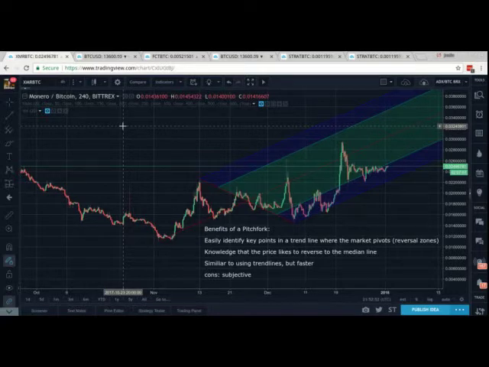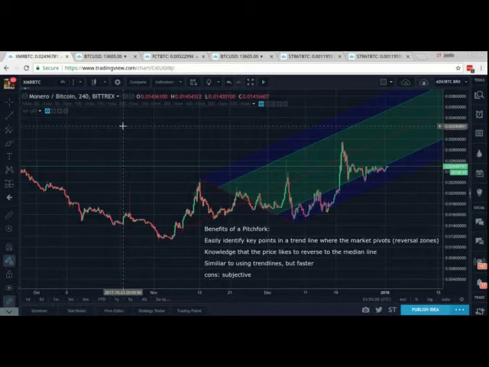Today we're going to be talking about pitchforks. Now, pitchforks are trend line indicators. There are many benefits to using a pitchfork. You can easily identify key points in a trend line where the market pivots. These are zones of interest, areas that you want to pay attention to, areas where the market is likely to reverse and price is likely to rise or fall or change its momentum in the current direction that it's going.